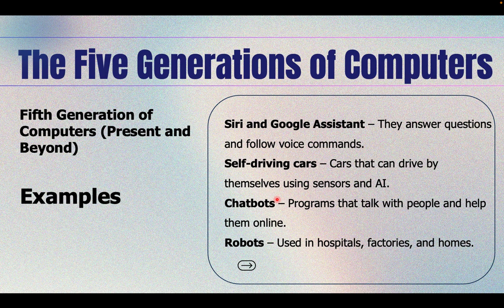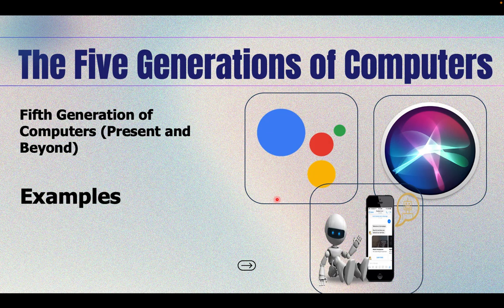Then we talk about robots. Robots are used in hospitals, factories, homes. I heard about Amazon. Amazon have laid off most of its casual workers because robots are now packing and helping to package things, and it cut down costs for so many institutions.